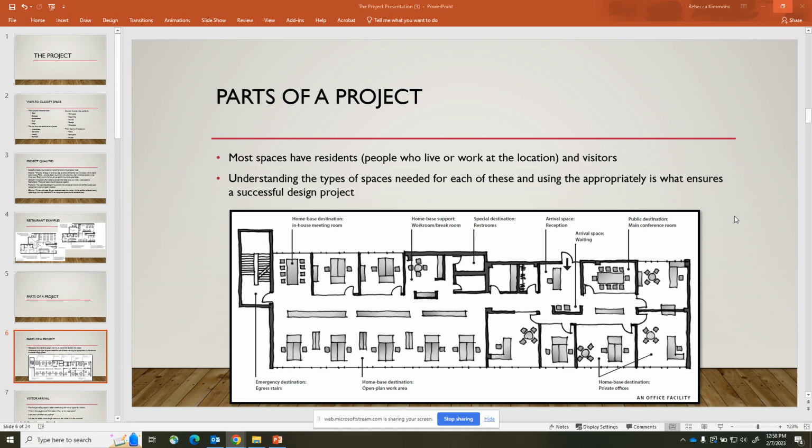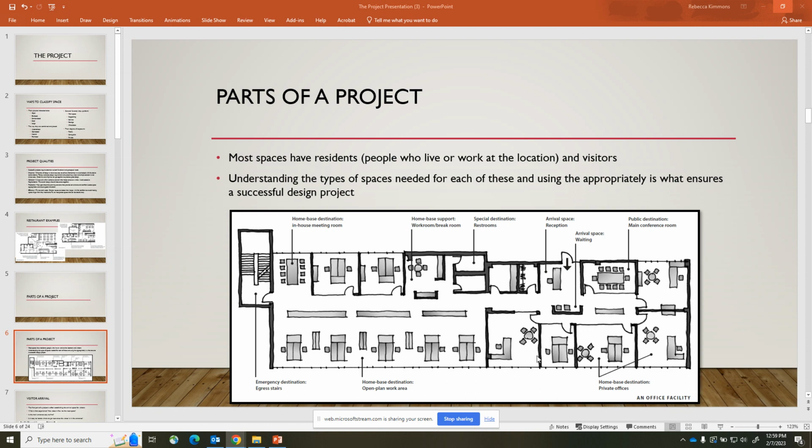So most spaces have residents and visitors. If you remember again, back towards the beginning of the book in the class, we talked about residents and visitors. Residents are not just for a home or someone who lives there, but also people that work at the location, the employees. And then visitors are anyone that's coming in to shop at a store, to eat at a restaurant, attending a meeting at an office, or just attending a party at a house. You need to understand the types of spaces that each of these use, and then using that appropriately is what makes sure it's successful with the design.